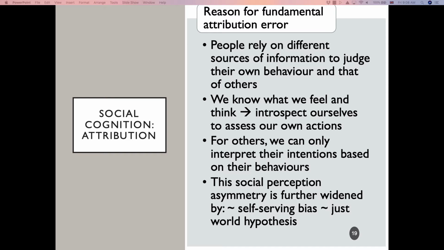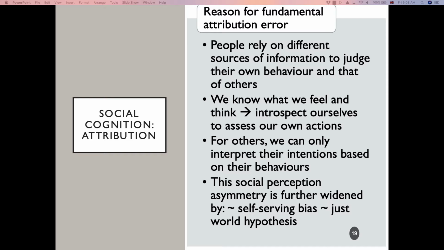So people rely on different sources of information to judge their own behaviour and that of others. We know what we're thinking, we can look inside ourselves, we call this introspection, and we can assess our own actions, our own thoughts, our feelings. But when we're looking at the behaviours of others, we can only interpret what they are thinking, what they are feeling, and why they did what they did, through looking at their external overt behaviour.